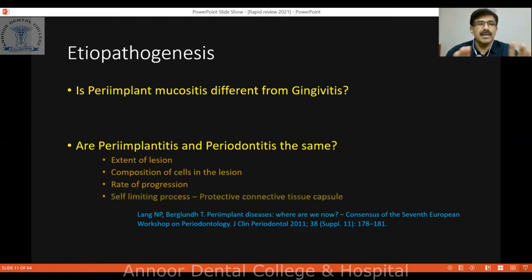But when you look at a periodontal lesion, just about the most apical aspect of the lesion, you always have a self-limiting or protective capsule. But in peri-implantitis, this protective capsule is not there. And you can see that the infection extends almost to the bone, where the bone is lined by a lot of osteoclasts. So these are the basic differences between peri-implantitis and periodontitis, and both of them almost share the same microbiology and the same etiopathogenesis.